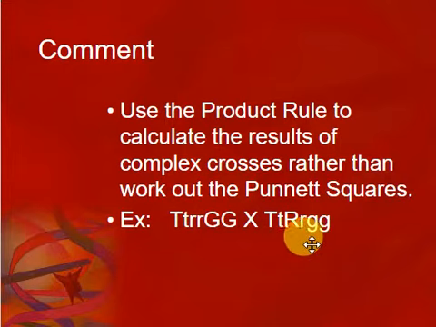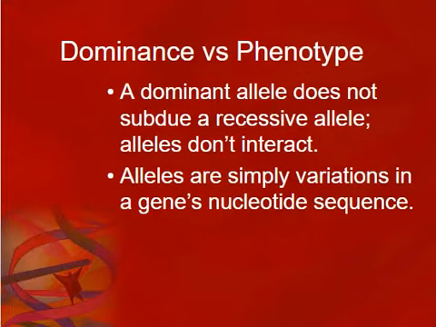So there's an example. Work through that on your own, and we'll talk about it in class. We'll go through this. We'll do the product rule, and we'll do the Punnett square, and we'll kind of talk about what's easier, I guess.